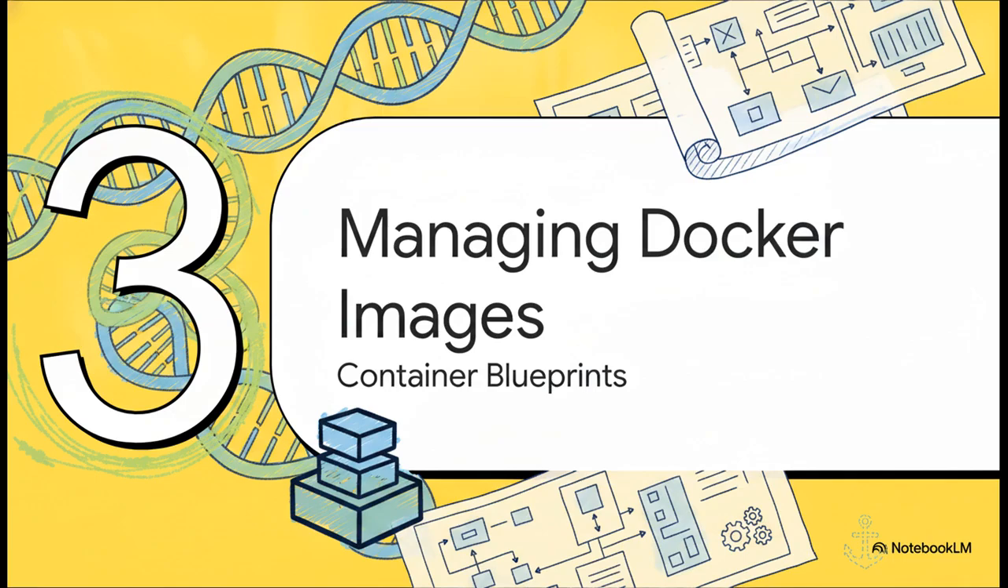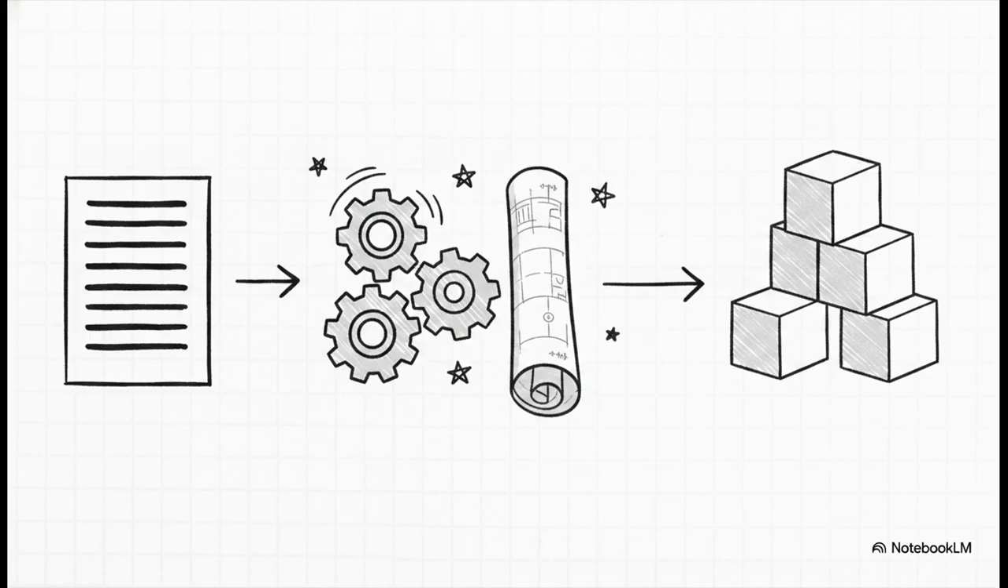Because every living thing needs DNA, and in the Docker ecosystem, those blueprints are called images. Basically, an image is a super lightweight, standalone executable package. It includes everything you need to run a piece of software: your code, runtime, system tools, libraries, the whole shebang.